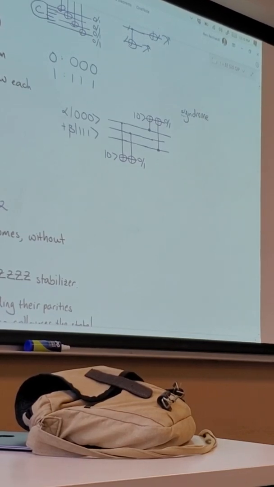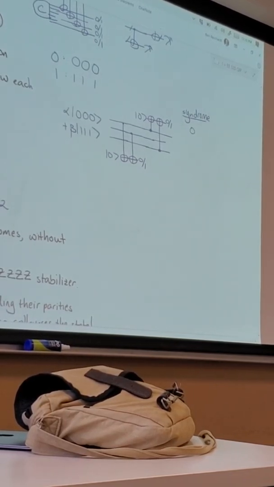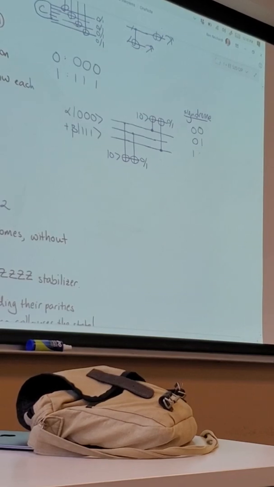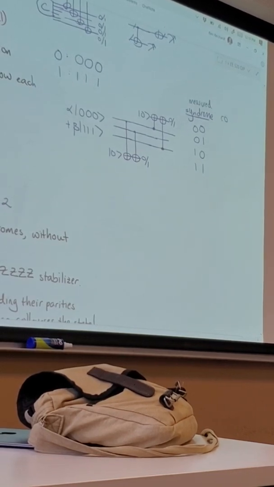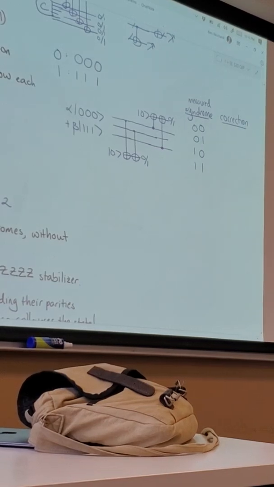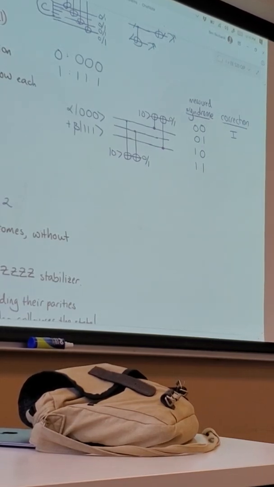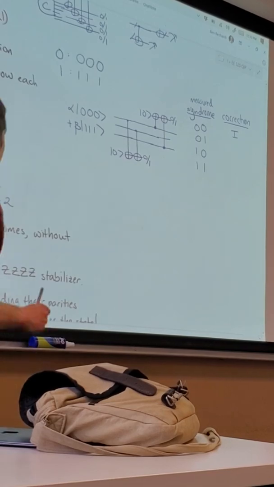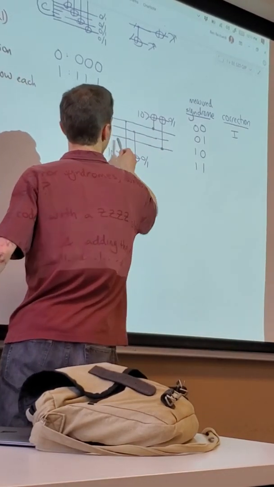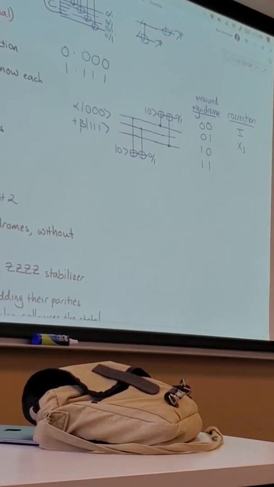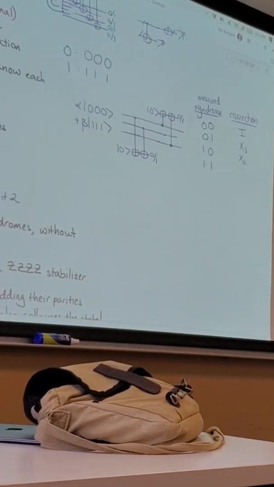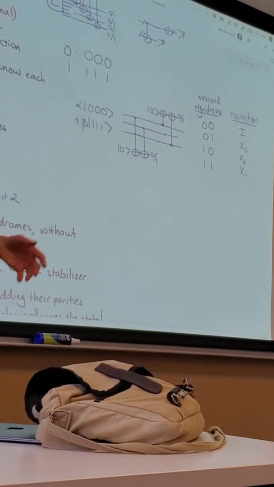So for every syndrome, 0, 0, 0, 1, 1, 0, 1, 1, that's every measured syndrome. This is the correction you apply. Identity for 0, 0. 0, 1 means only this one was triggered, so that's X3. 1, 0 means you have X2. 1, 1 is X1. All right, so in this example.